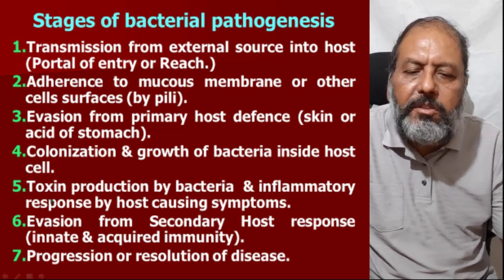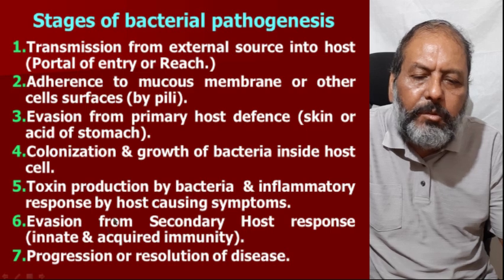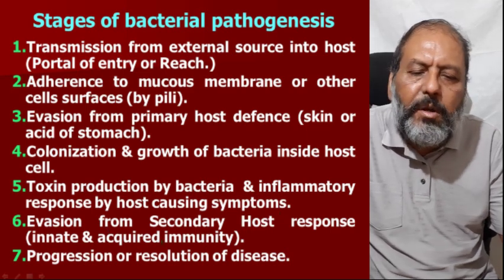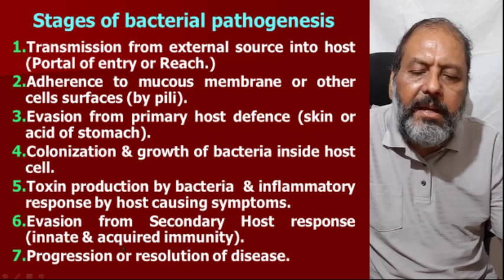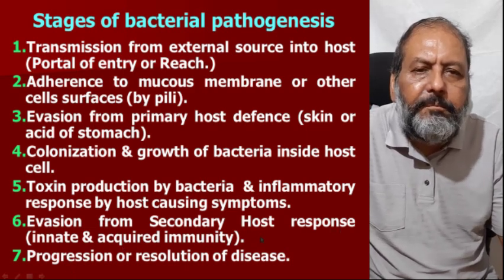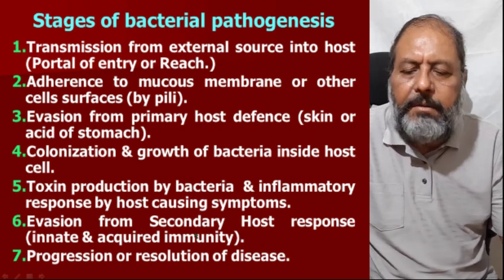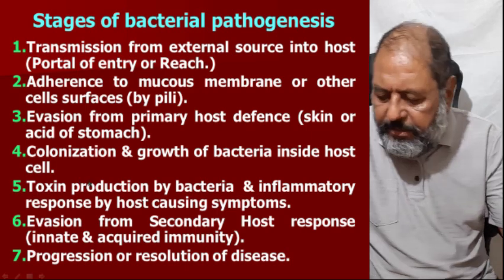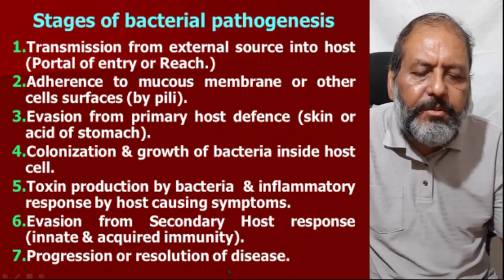Number five, toxin production by the bacteria and inflammatory response by the host, causing the symptoms. Number six, evasion from the secondary host response, that is innate and acquired immunity of the host, by which the bacteria are able to reach the host and survive in the host. Number seven, progression or the resolution of the disease.